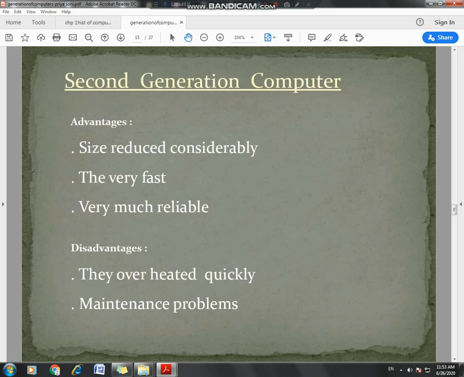Okay, so I'm going to close my topic over here, and I'll request you to go through these topics again so that you have the key points of the first and second generation.